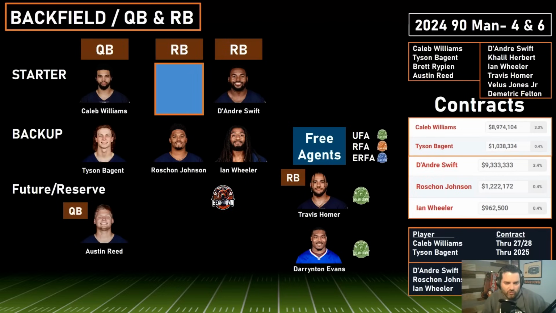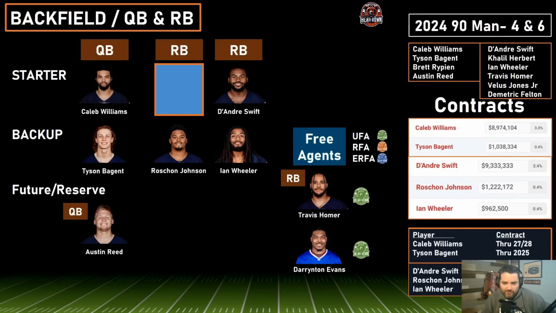But these are the guys we do have under contract. These are the actual contract guys. Austin Reed is a future reserve guy, so that's where we stand with those ones. You saw we took 4 quarterbacks and 6 running backs into 90-man camp last year.